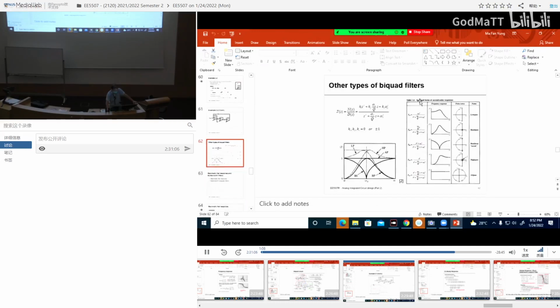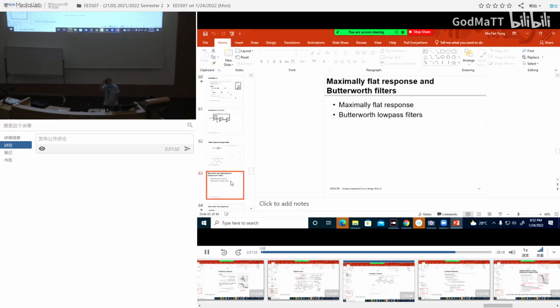These are other types of biquad filters. Depending on these values, you have different types: low pass with peaking, band pass, here is a band stop filter, here is a high pass with peaking. And here is an interesting case of an all pass filter. All pass: the magnitude passes everything, but the phase is being adjusted. So here is the same information.